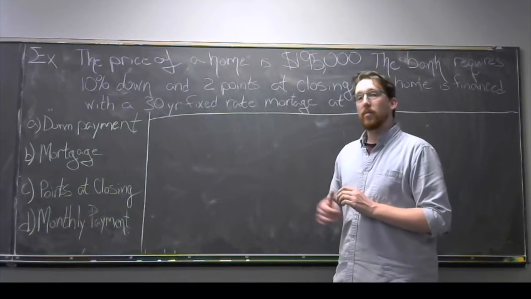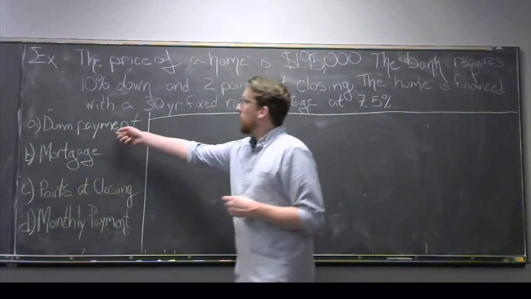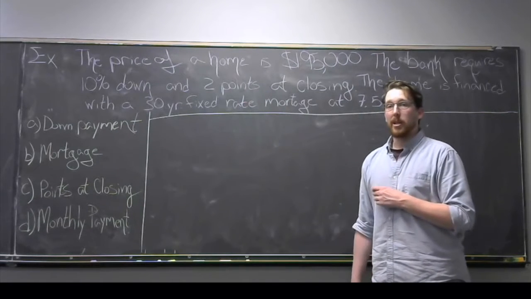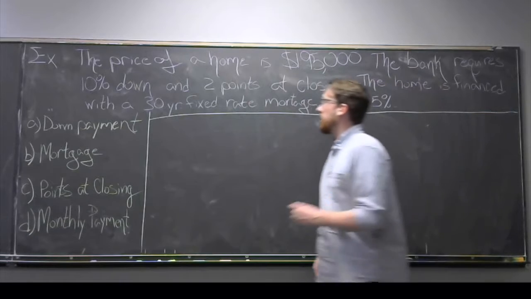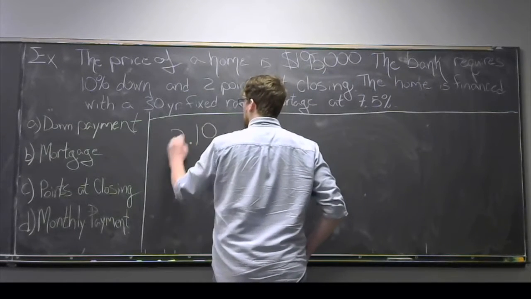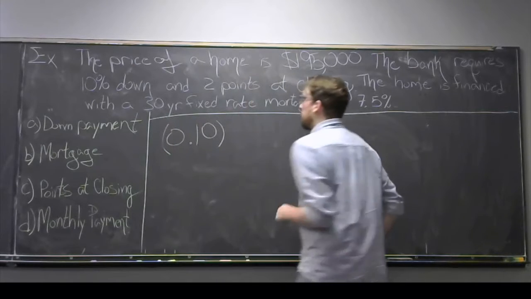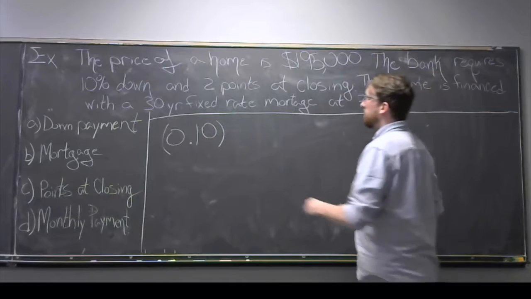So how are we going to solve this problem? Well, the first part we're going to solve is find out what that down payment is. That's pretty straightforward. We're going to take 10% and multiply the original cost of our home. Okay.